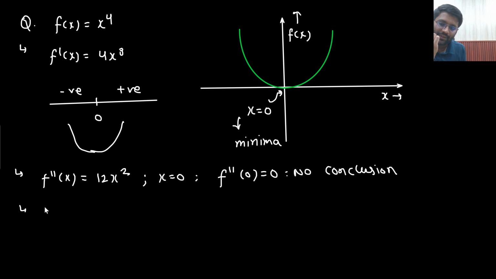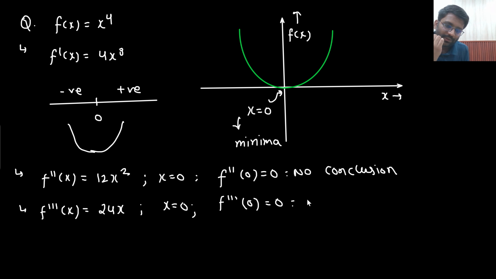Then sir, I will do triple differentiation. Triple differentiation, 24x I am getting. If I put x equals 0 here, again the answer is 0, no conclusion.